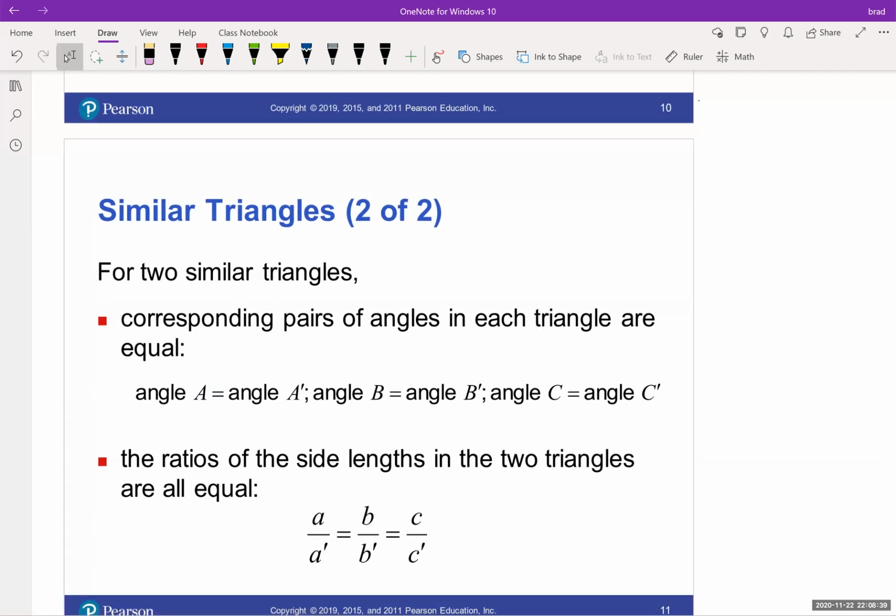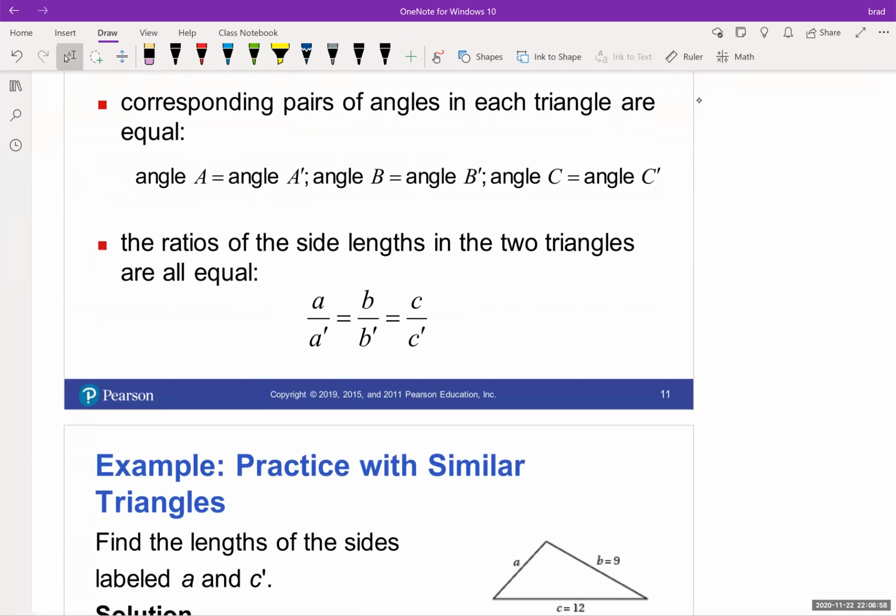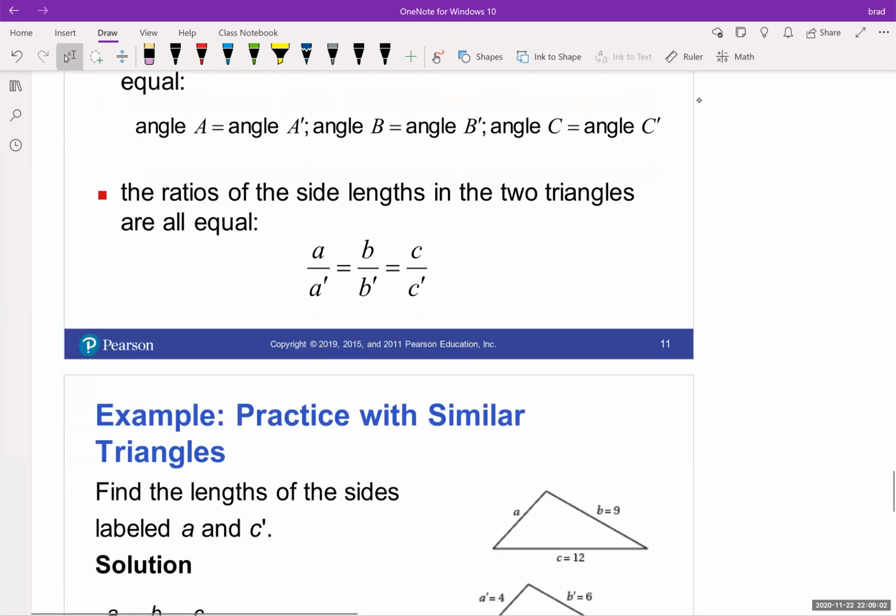For two similar triangles, corresponding pairs of angles in each triangle are equal. So angle A equals A prime, angle B equals B prime, and angle C equals C prime. What they're telling you is the angles are the same, so that's no big deal. The ratios of the side lengths in the two triangles are all equal. That's a fancy way of doing it.